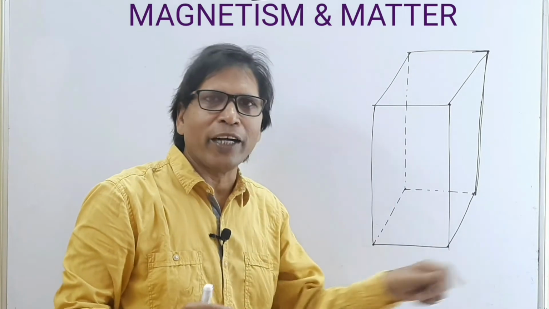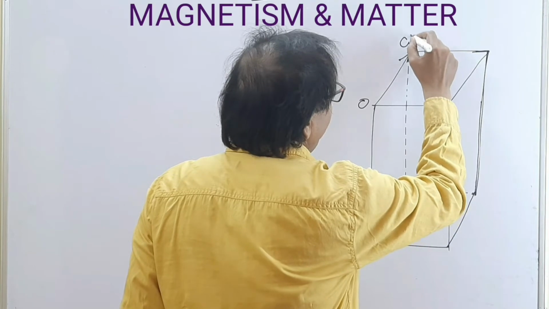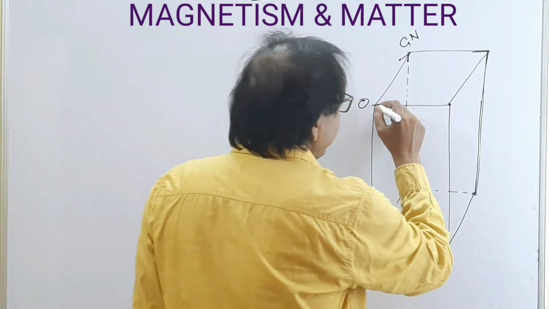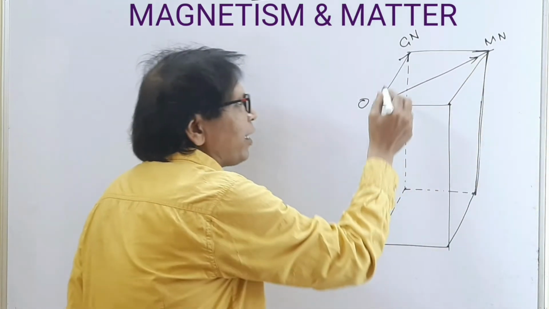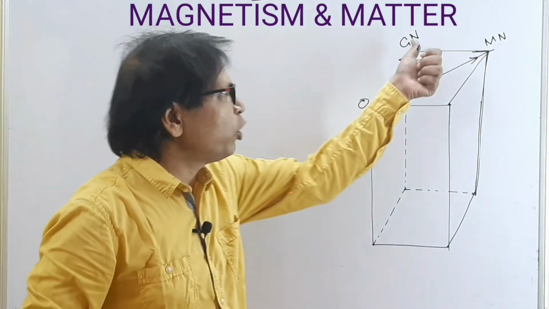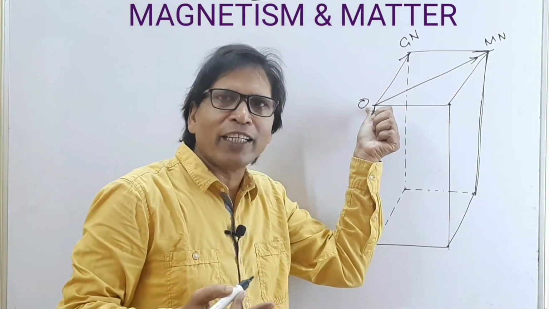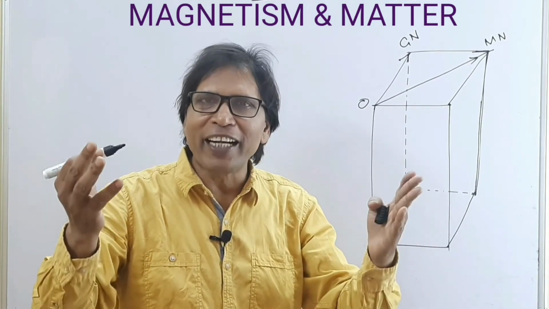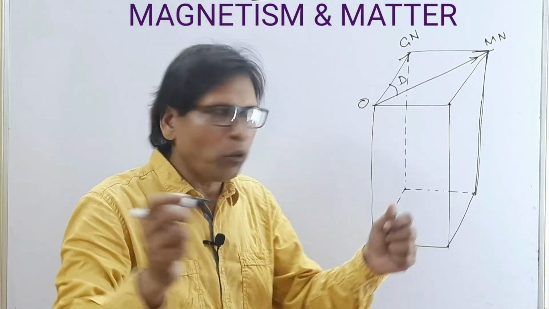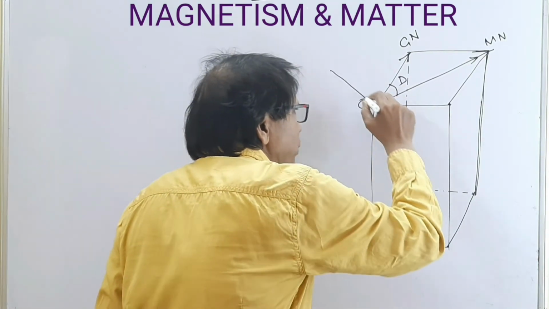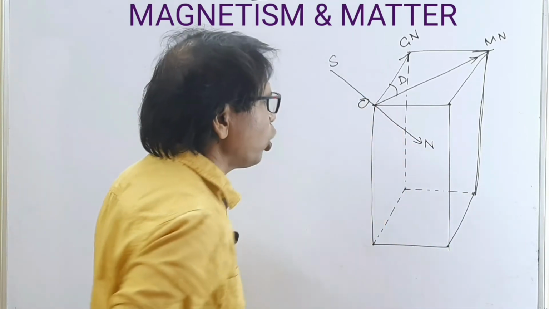Now this is the cuboid. Look at this. This line suppose represents the geographic north pole and this line represents the magnetic north pole. So look at this, the angle between geographic north and geographic south with respect to this point is called angle of declination D. So this is the D. Suppose a freely suspended magnet placed here. This is the N pole and this is the south pole.